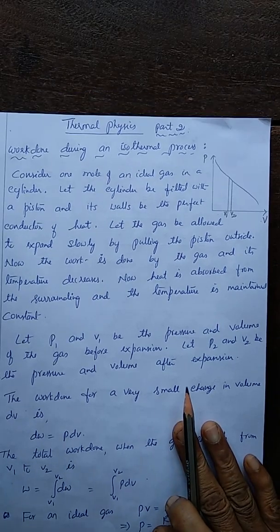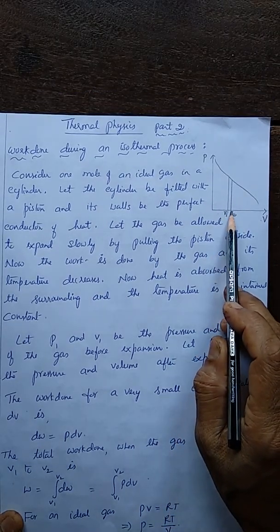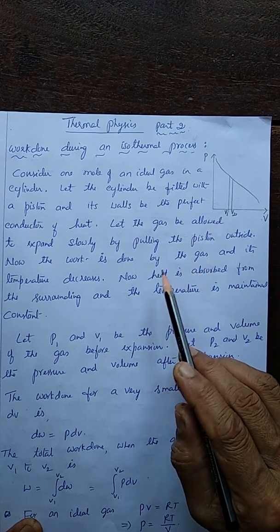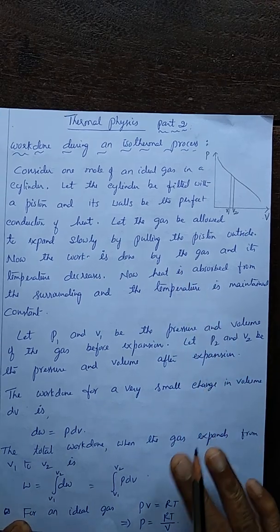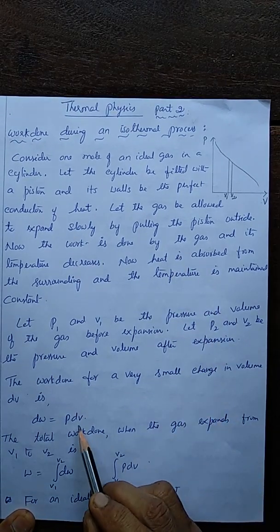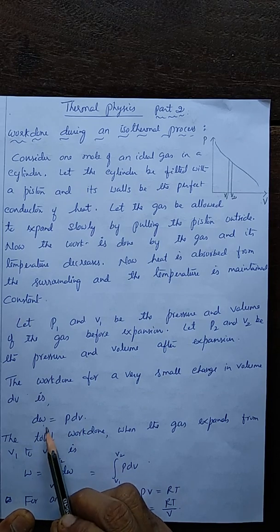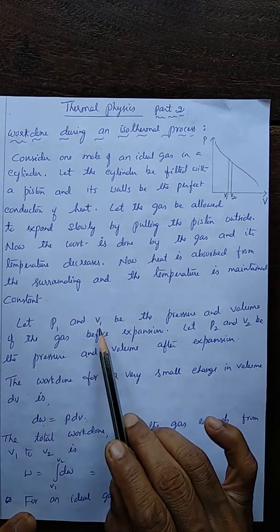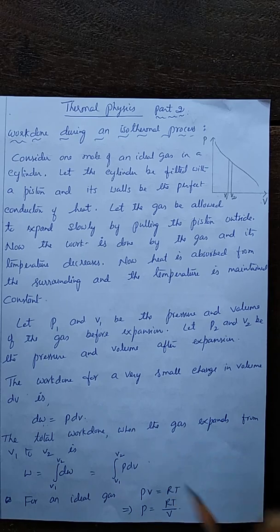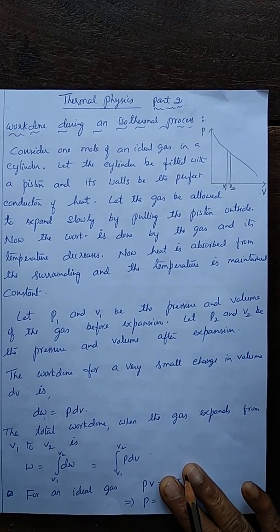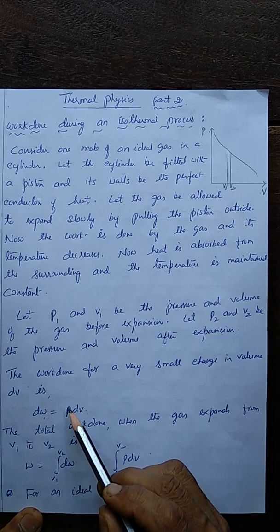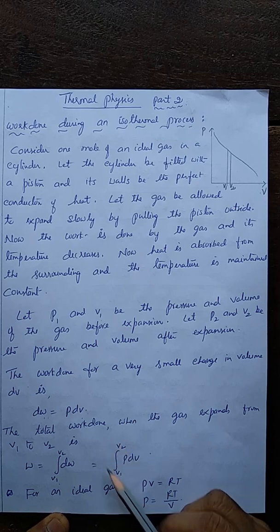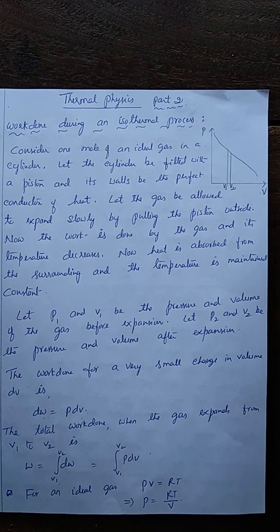Now here, if you consider a small change in volume, say dV at a pressure P, then the work done during this expansion is given by P dV. And that work done is very small. For a small change in volume, we denote it as dW. dW is P dV. Here in our case, the volume changes from V1 to V2. For this change in volume from V1 to V2, the total work done, W, is given by integration of this expression between the limits V1 and V2. That is, integration of P dV between V1 and V2.